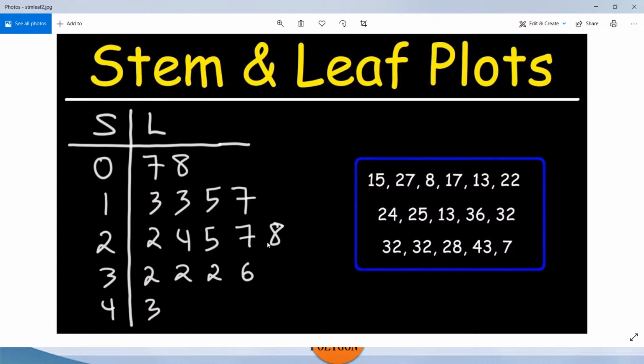This is a stem and leaf plot. Here is the data. You can observe here in this blue box: 15, 27, 8, 17, 13, 22, 24, 25, 13, 36, 32, 32, 32 repeated 3 times, 28, 43 and 7. This is the data given to you. So how to plot a stem and leaf diagram for this? Here you can see S indicates stem and L indicates leaf. First of all, unit digits. So that is 7 and 8 we are going to consider here, 0, 7 and 0, 8.